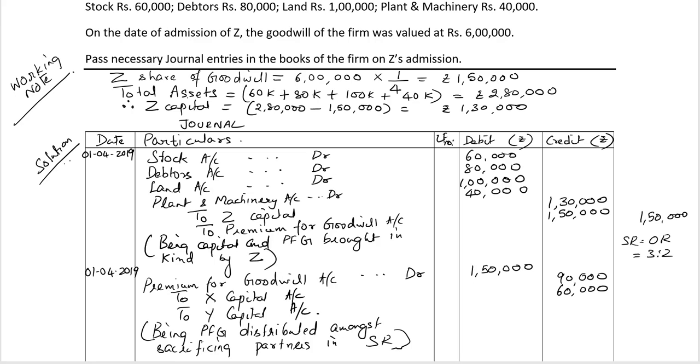So where the incoming partner does not bring in cash for his share of capital and premium for goodwill and instead brings in assets, instead of debiting the bank account, we will debit each of the assets which is brought in by the incoming partner in the first journal entry.